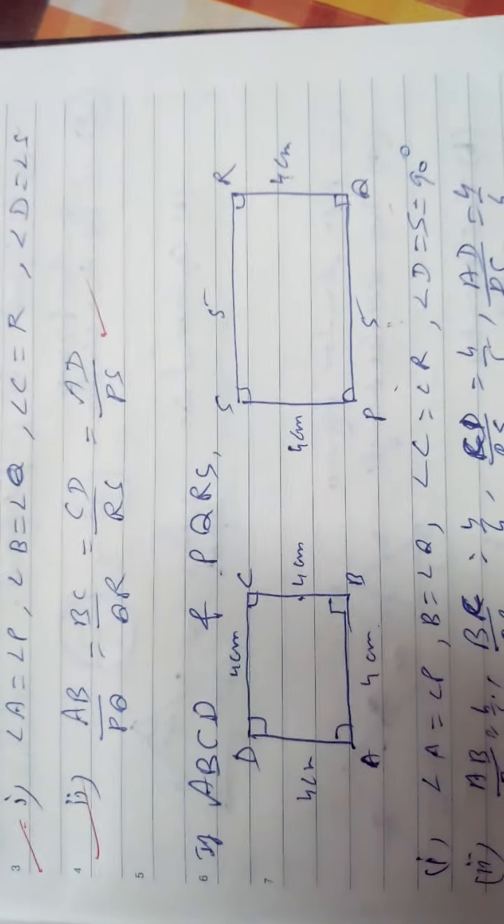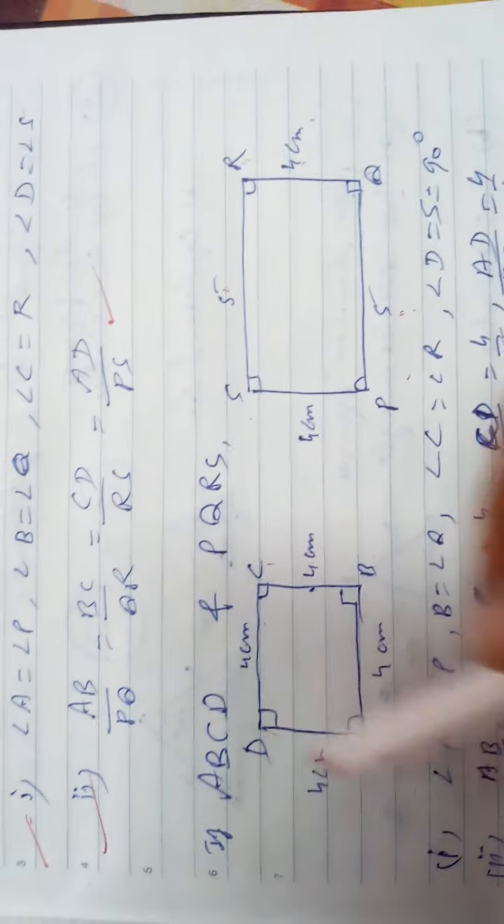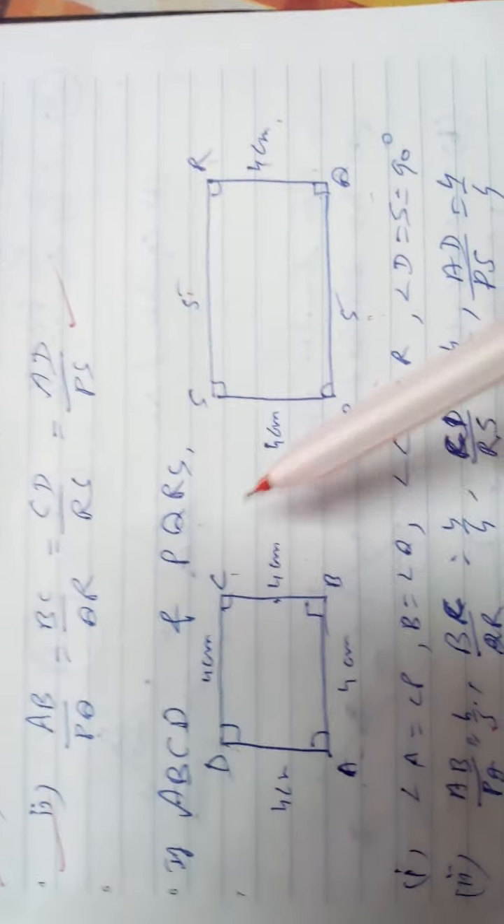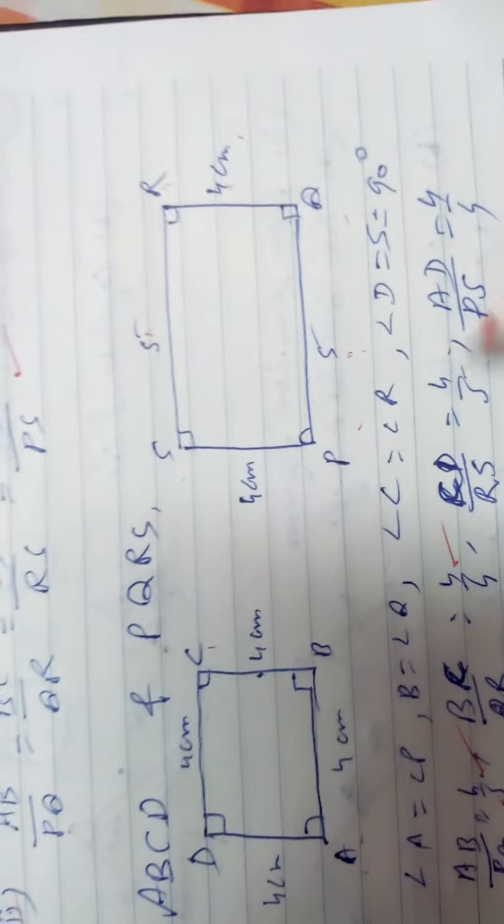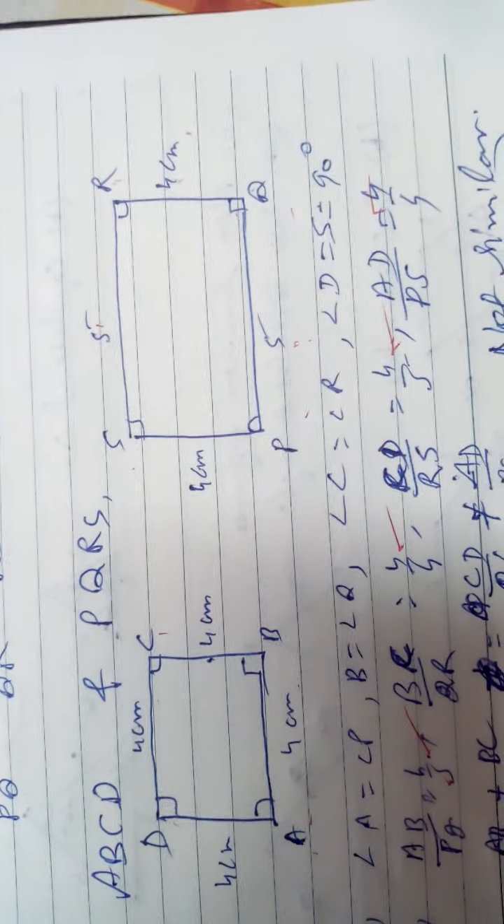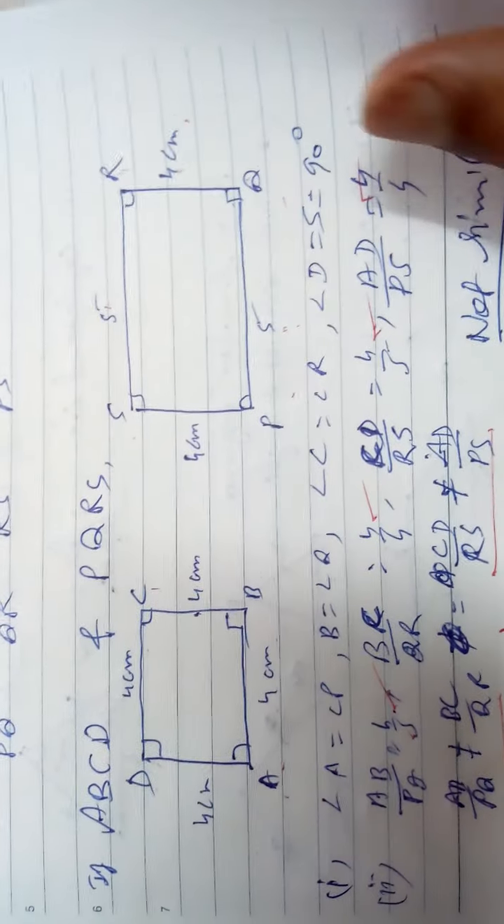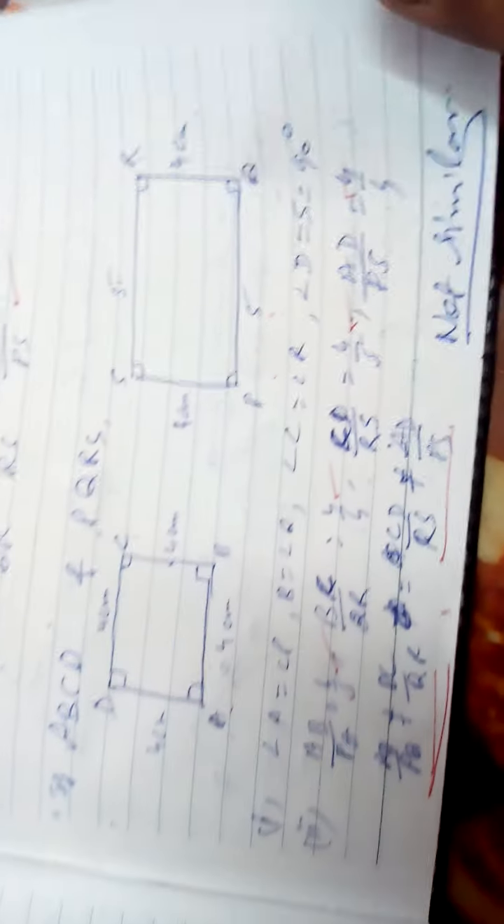AB upon PQ is 4 upon 5. BC upon QR is 4 upon 4, that is 1. CD upon SR is 4 upon 5. And AD upon PS is 4 upon 4. Two pairs are giving 4 by 5 and two pairs are giving 4 upon 4. So two are not equal to the other two. So what is this? They are not similar figures. By seeing, one is a square and one is a rectangle, but they are not similar. Both conditions must be fulfilled.